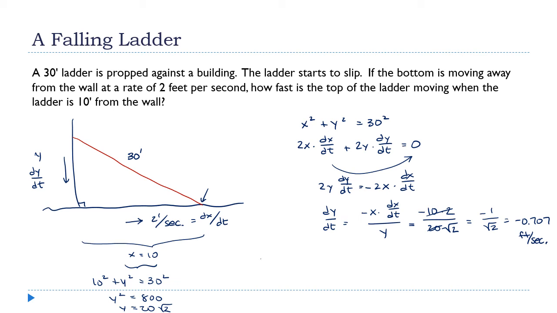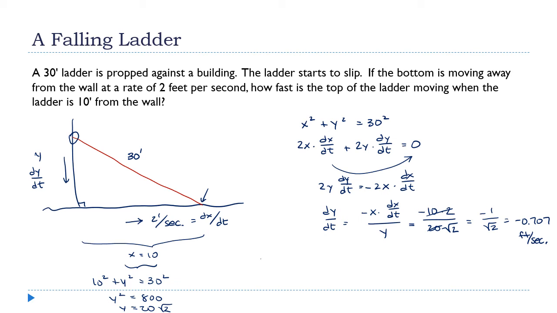Are we okay with it being negative? Well, yeah, it's going down, right? This top of the ladder over here is going down. So yeah, I'm fine with its velocity, which is really what we found here, right? Its downward velocity being negative.